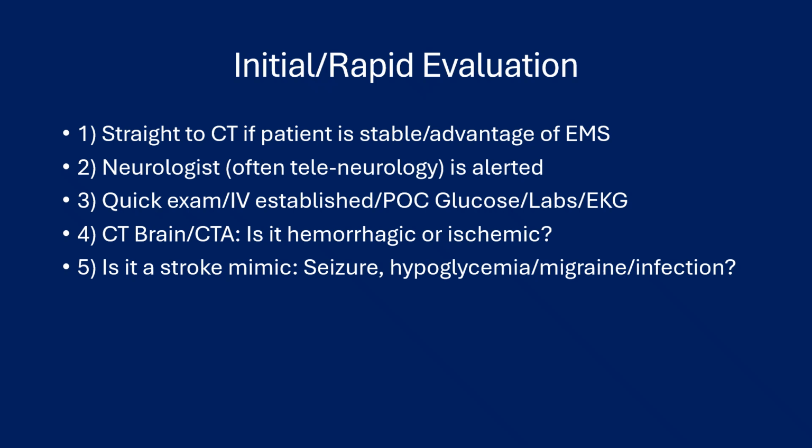The main thing we need to know with the CT of the brain: is this a hemorrhagic stroke or an ischemic stroke? Is it a stroke mimic, such as seizure or hypoglycemia? Does the patient have a history of migraines? Is there infection present? Any of these could produce some stroke symptoms.